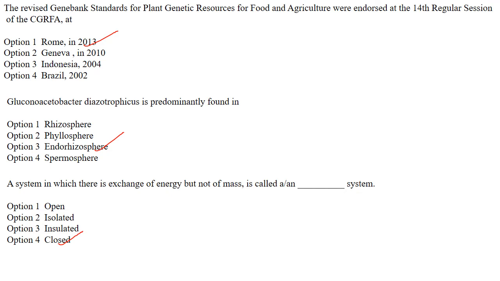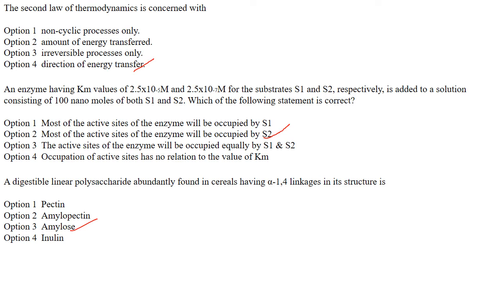Gluconobacter diazotrophicus is predominantly found in endorhizosphere. Answer is option 3. A system in which there is exchange of energy but not mass is called a closed system. Answer is option 4. The second law of thermodynamics is concerned with direction of energy transfer.